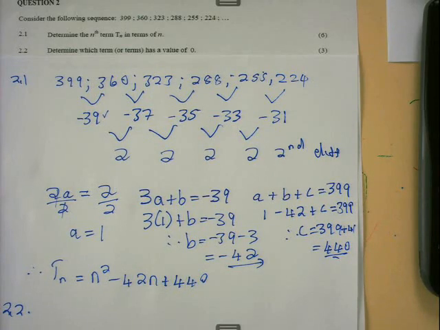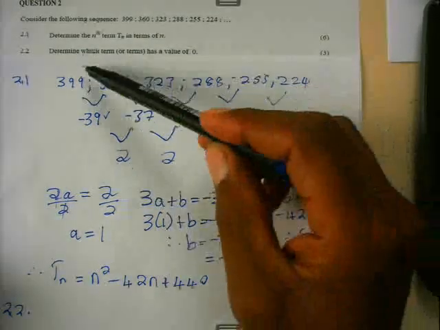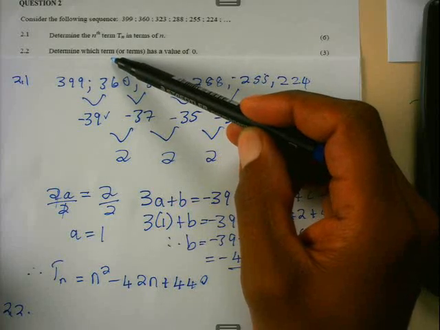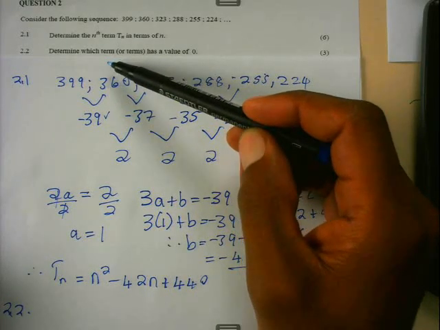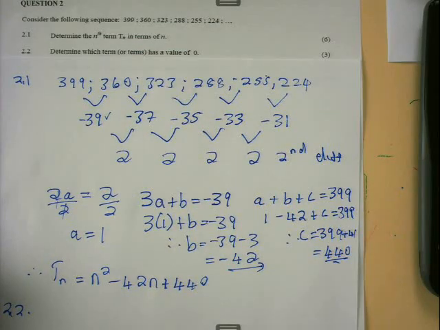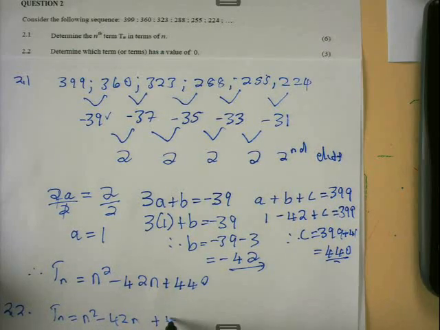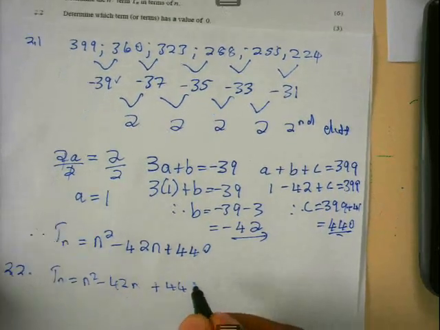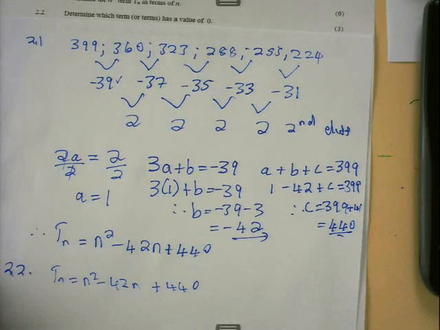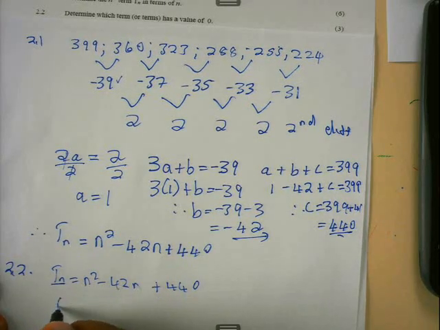Right. Boys and girls, what is the first step? Of course, look at the question itself. Determine which term. Then immediately I can tell you here, I'm looking for the position, n. Therefore, if n is the position, it means that we make the value of Tn to be 0. We take Tn is equal to n squared minus 42n plus 440. What is it that you're going to do? Now we substitute Tn with 0.